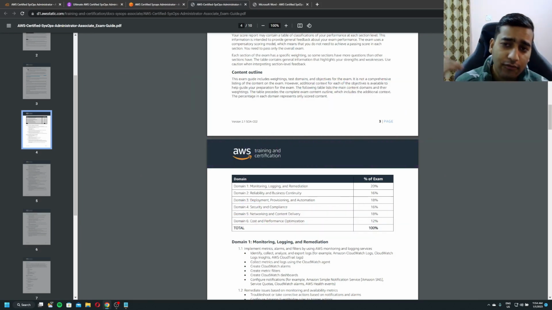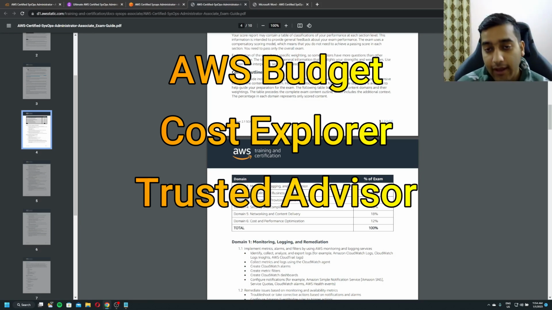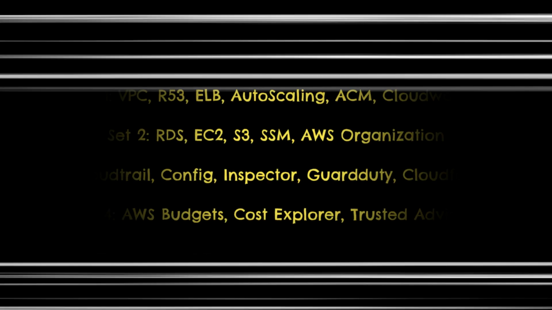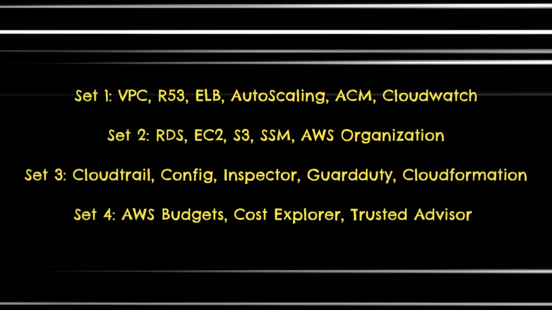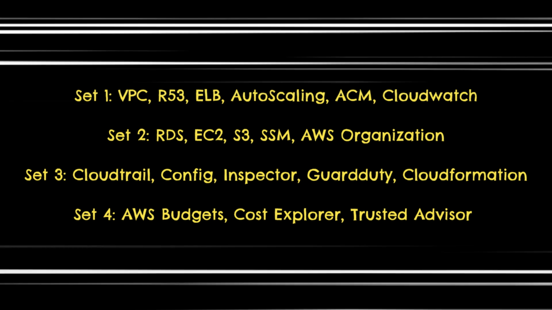If we come to the fourth part of the services, that will be AWS Budgets, Cost Explorer, and Trusted Advisor. So you can see right now on the screen, there are four different sets of services from which you need to prepare for your exam. These are the most important services when we think about this exam.